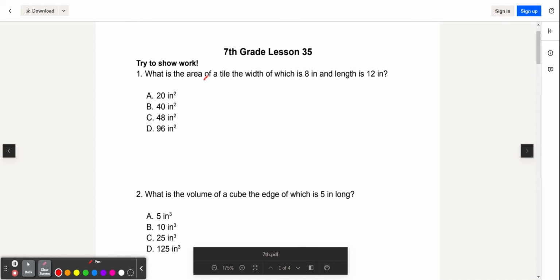For our first question, we have to find the area of a tile, the width of which is 8 inches, and the length is 12 inches. So first of all, let's draw our tile.